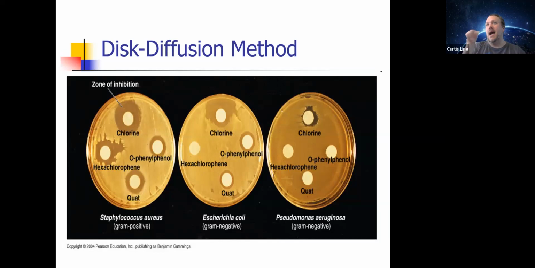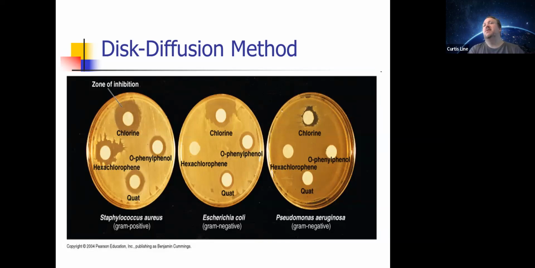So the one on the top is dipped in chlorine. The one kind of on the left-hand side is hexachlorophene. The one on the right-hand side is O-phenylphenol. And the one on the bottom is quat. Quat is like a detergent. It's a common thing that they mop the floors with, like in hospitals and schools and stuff like that.